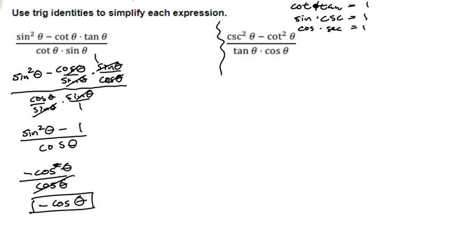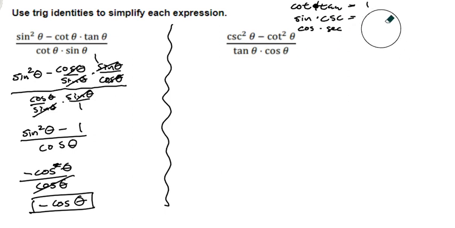Okay, and now I think what I'll do is I'll learn from my past mistakes, and we'll go over a little bit for this one. And so we got cosecant squared theta minus cotangent squared theta. So what I thought about when I did this one is, oh, well, I know I have these other identities that I can use, right?